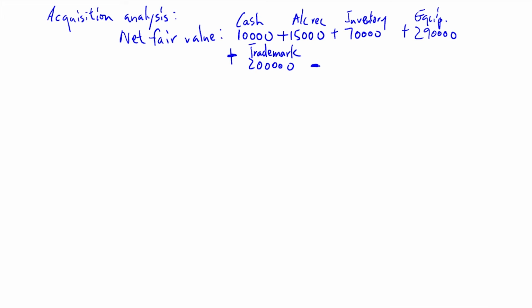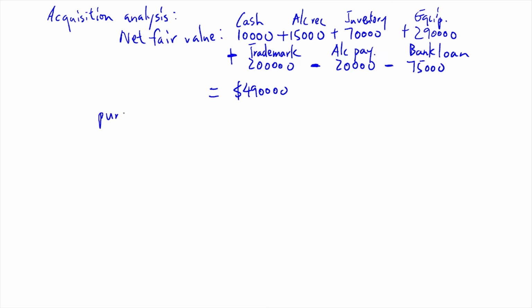According to the information, we got 20,000 account payable and also 75,000 of bank loan. So both of them you need to take away from your calculation. So after that, you have all the assets minus all the liabilities. So the amount of net assets equals 490,000. After that, you want to compare with the cost of acquisition, which is consideration transferred.